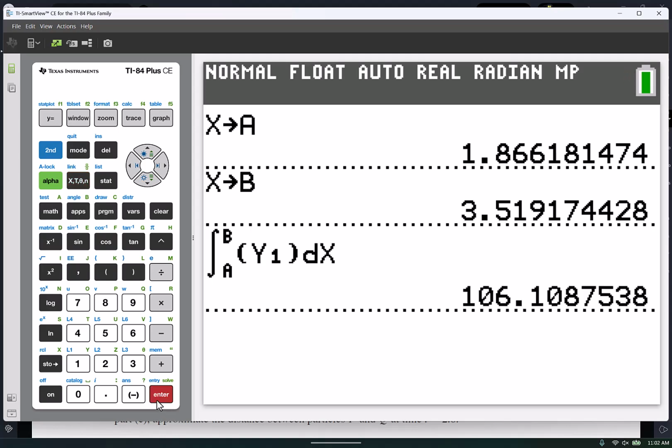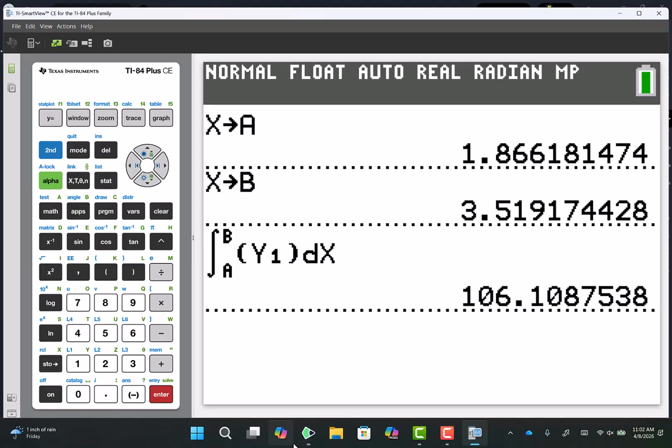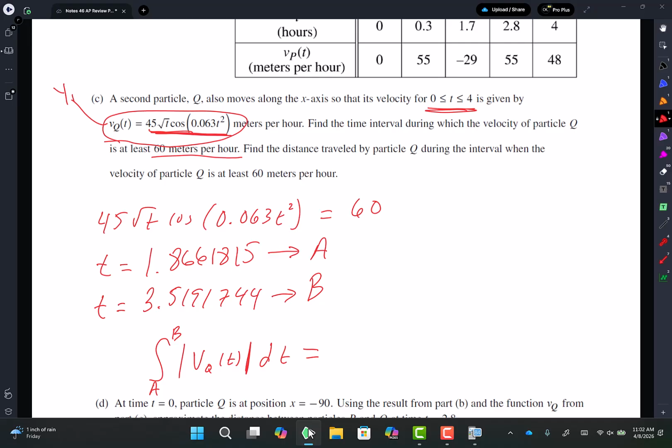Oh, what did I mess up on? I might have gotten lucky. It's the same. Why did I get lucky? It's all above the x-axis, but I would still. I'm curious to see what the rubric says.